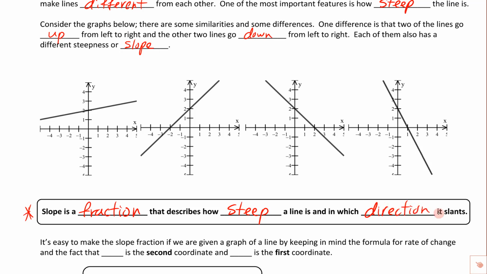Okay, so you go ahead and get that written down. I'm going to say the whole thing again because this is going to be used over and over again. So you should be able to tell somebody what slope is, and here's a pretty good description. Slope is a fraction that describes how steep a line is and in which direction it slants.